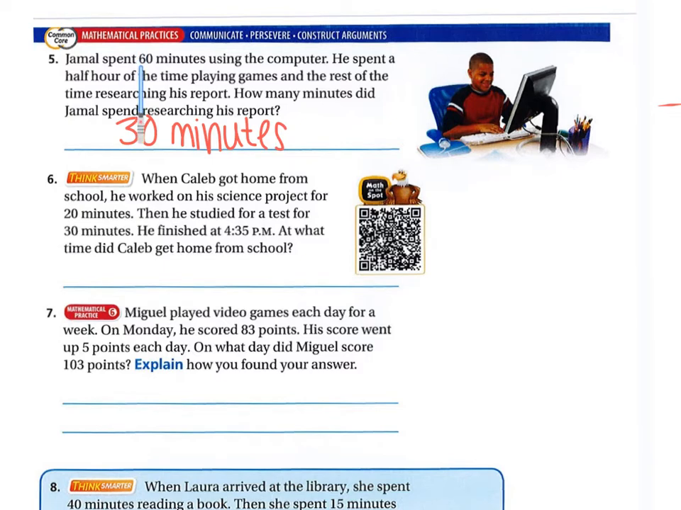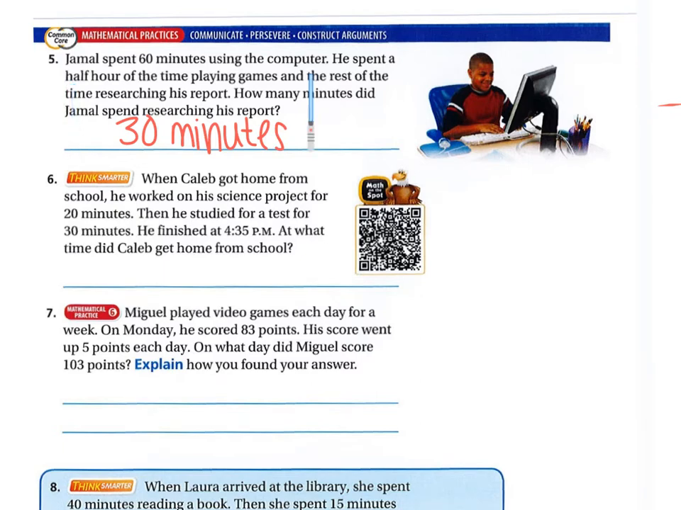So we know our whole is 60 minutes because that's how much Jamal spent on his computer. The key to this problem is he spent a half hour of the time playing games. Now remember, half means that there are 2 parts. So if I were to break up this whole 60 minutes into 2 parts, that would be 30 and 30. So a half hour is 30 minutes.